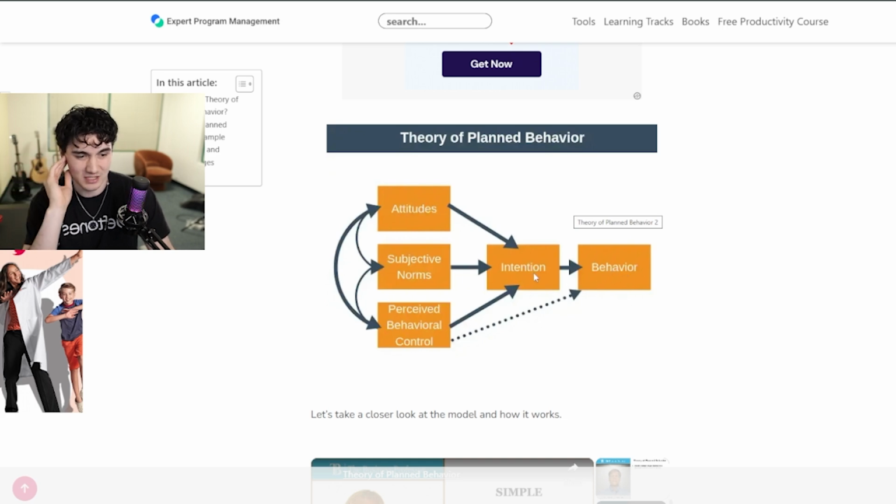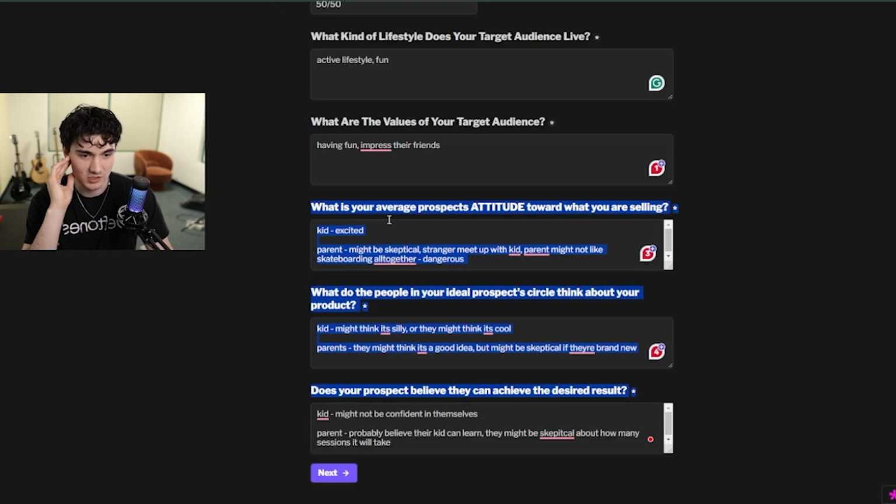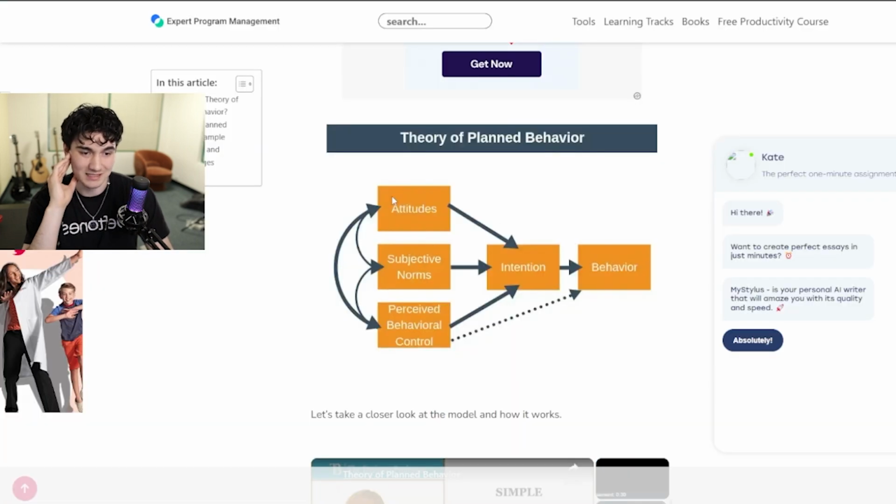So they can have the intention of purchasing this training service, but if the subjective norms and the perceived behavioral controls are negative toward the intention, then they won't actually make the behavior of purchasing. So that's why we ask these questions here, because we want to know the attitude. Is it positive? If the attitude is positive, then yes, the intention of purchasing this training might be good. Like the kid has a positive attitude, but the parent doesn't. Okay, so then we need to tackle that so that it can be positive over to the intention.